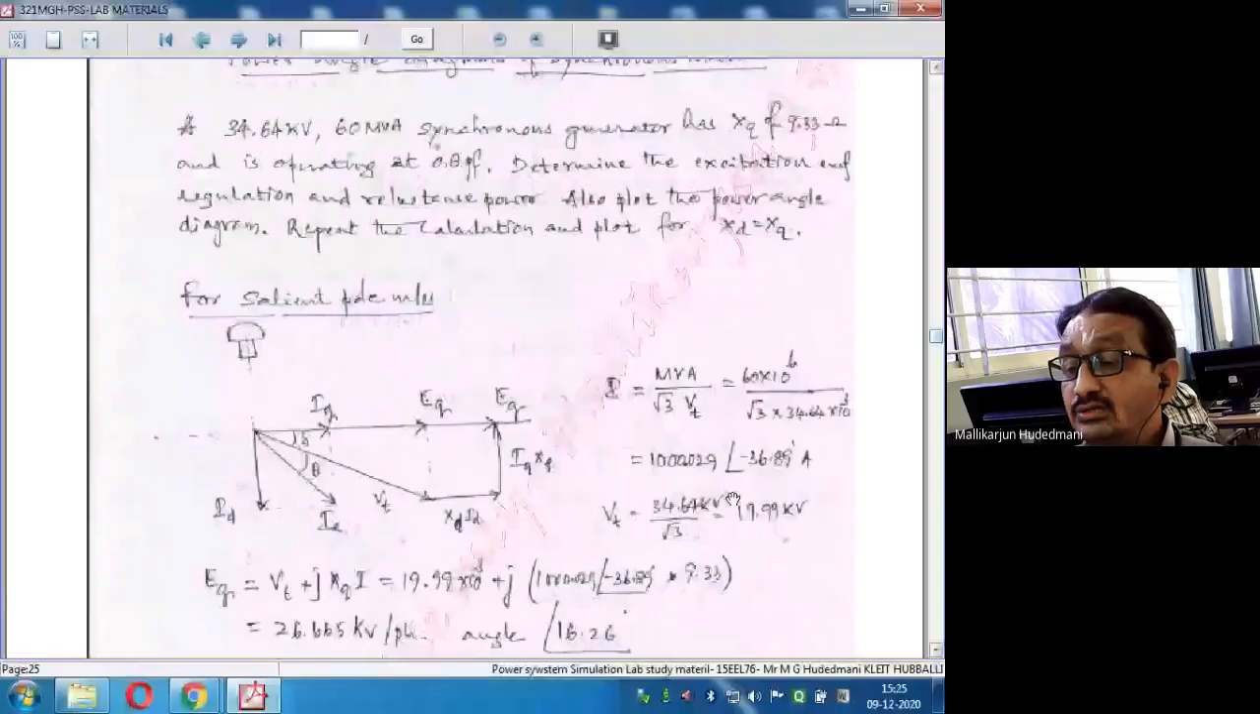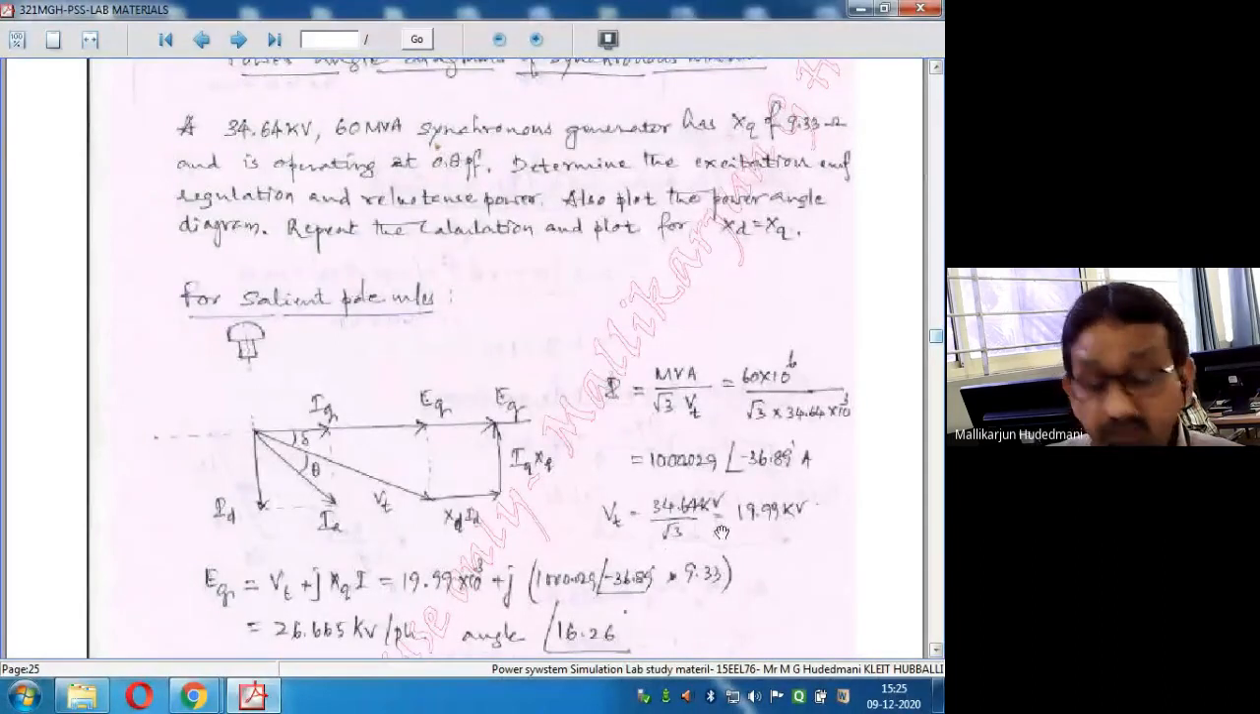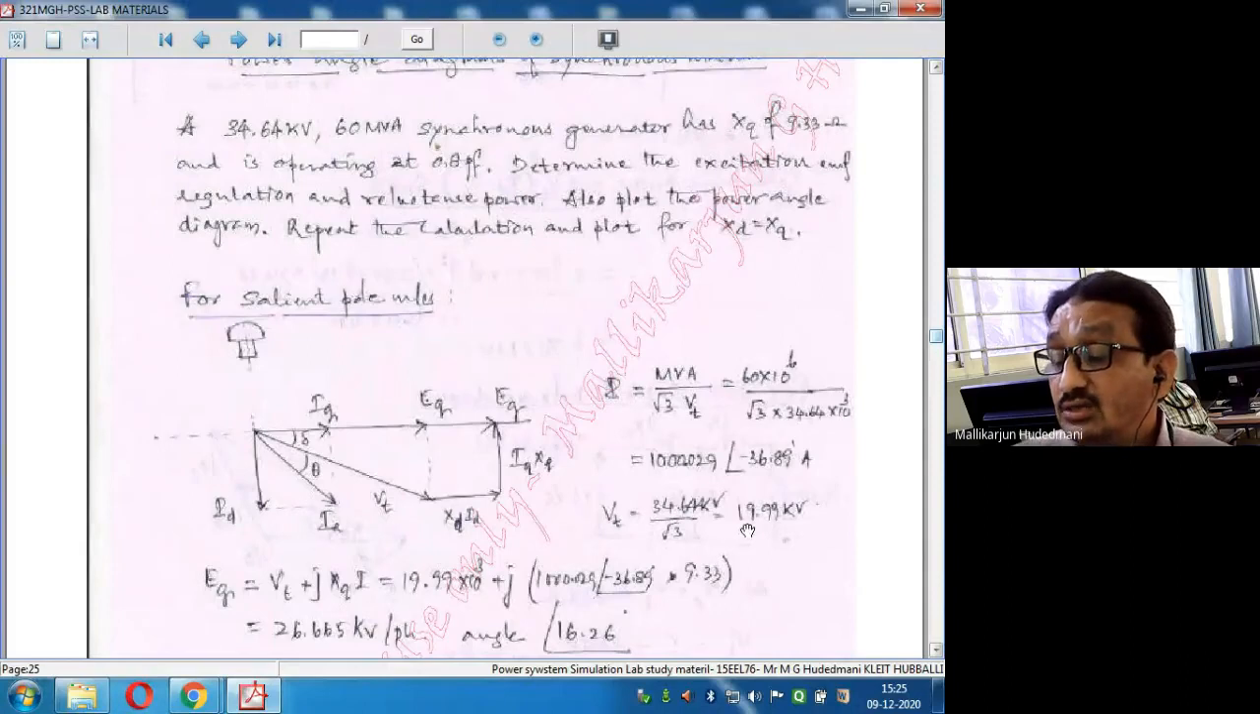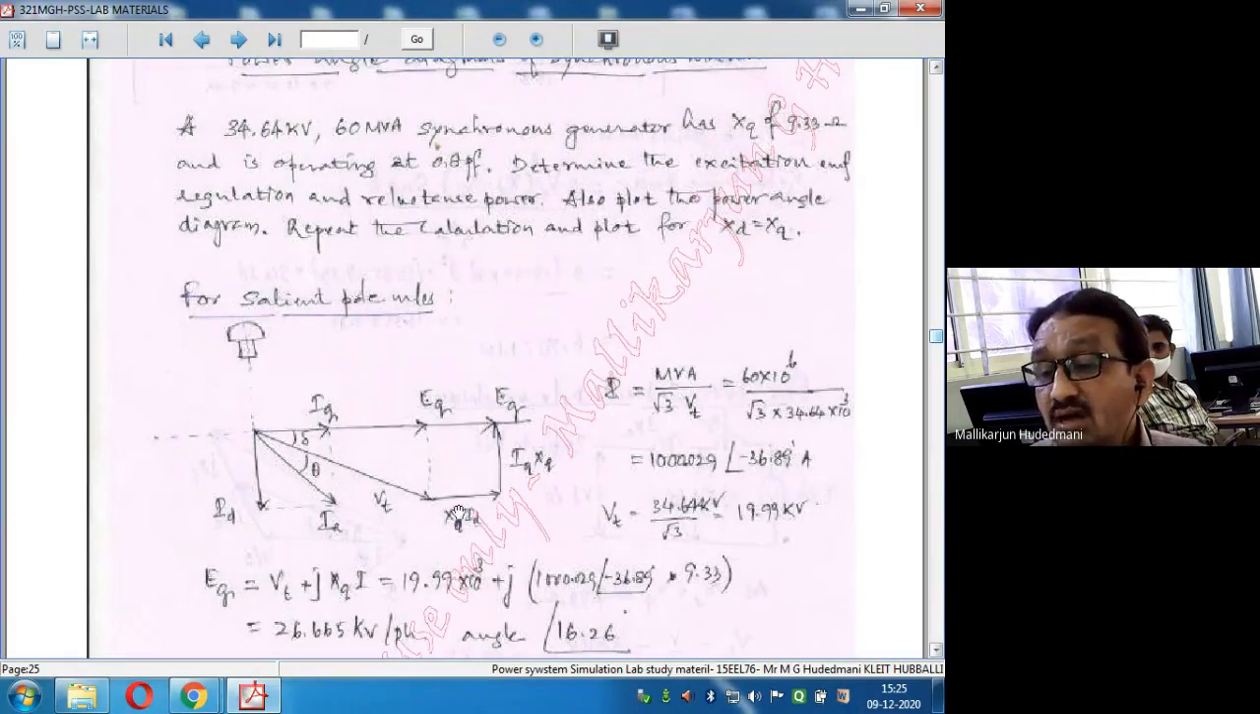Then this voltage, 34.64 kV, is the line voltage. What is the per phase representation of that? To get the per phase value, I divide by root 3, and it is very close to 20 kilovolt. 34.64 kilovolt divided by root 3 turns out to be nearly 20 kilovolt. Then when I have the current and terminal voltage per phase, I am in a position to do the calculation one by one.